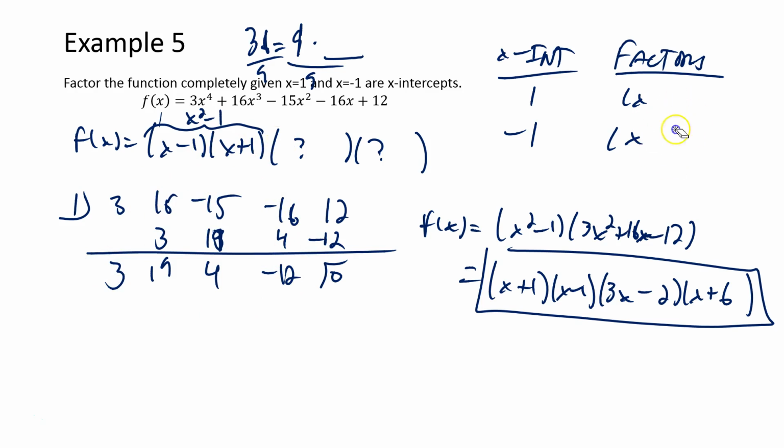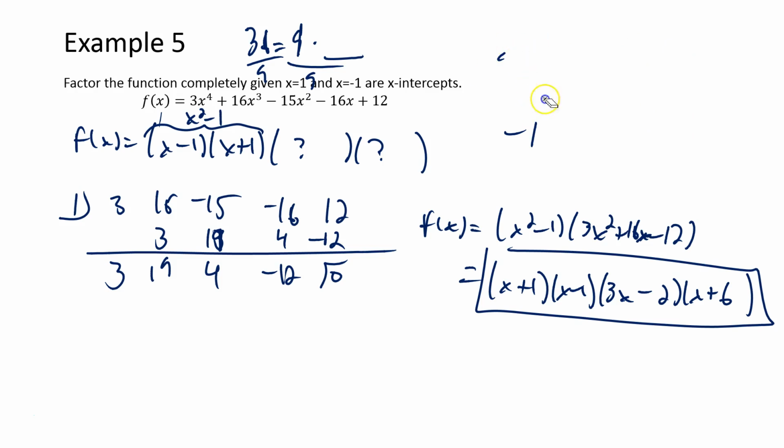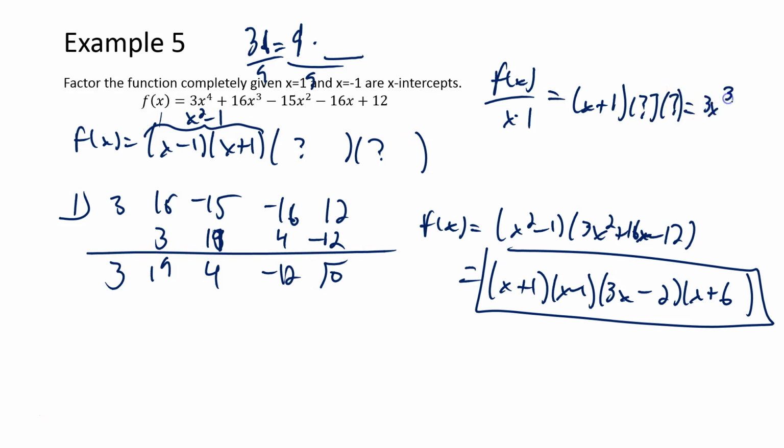So to explain that a little bit better. What I just did was I divided both sides here by x minus 1. So f of x over x minus 1, which we know is x plus 1 times question mark times question mark. We know that's equal to our quotient down here, 3x to the third plus 19x squared plus 4x minus 12.